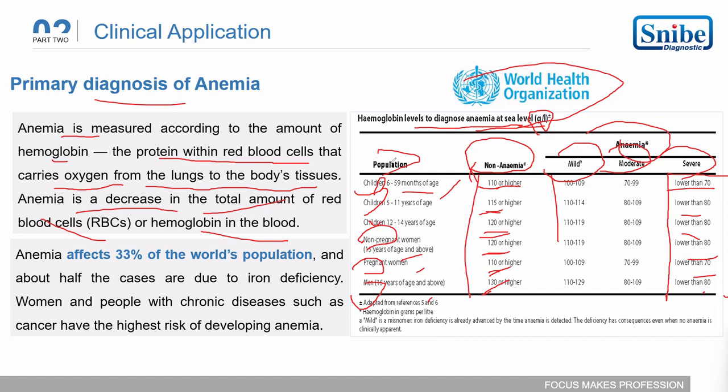Anemia affects about 33% of the world population, and about half of the cases are due to iron deficiency anemia. Chronic diseases in women, children, and men, like cancers, carry a high risk of developing anemia in some countries where there is a high risk of cancer. Chronic kidney disease or chronic liver disease may also lead to a high risk of anemia in such patients.